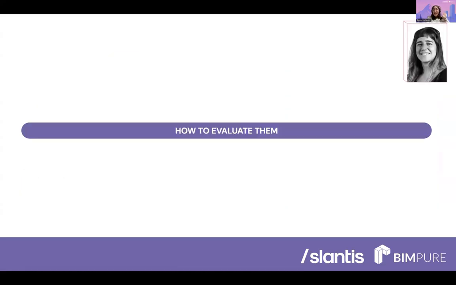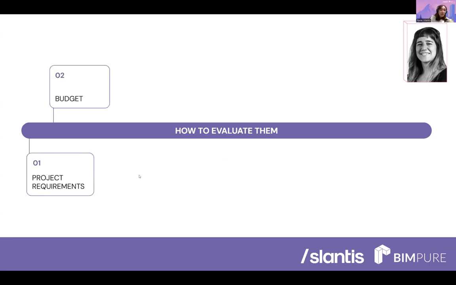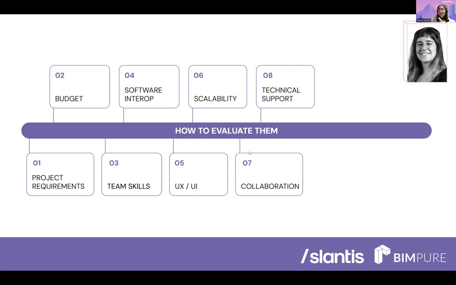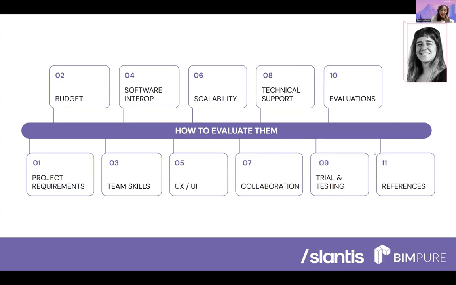For this, I encourage you guys, if you've seen Pia's session, she tackles a lot of how to evaluate, how to use. In her case, were a lot of add-ins, but this applies to all of tools. So project requirements, budget, team skills, software interoperability, UX/UI, scalability, collaboration, technical support, trial and testing, evaluations, and references. You can go back to her session. She goes deeper into this, but this is a very good way to know which tool do we need and when.